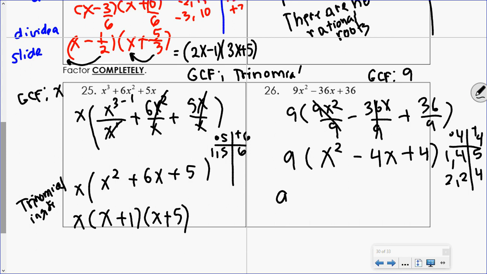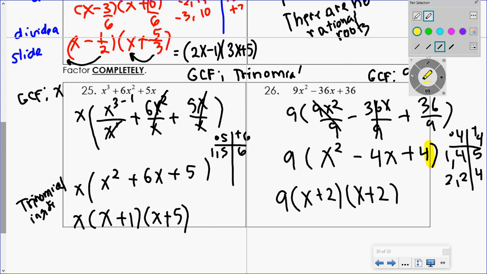So my factors: I have 9 as a factor, and x plus 2 times the quantity of x plus 2. Things I want to point out to you: there are several different factors here, but we factored one of them. This is a factor, and we broke it down into this factor and this factor. Also, 9 remains a factor throughout. So you guys did pretty good.